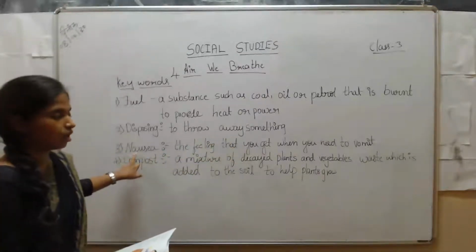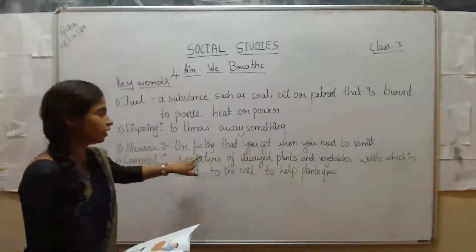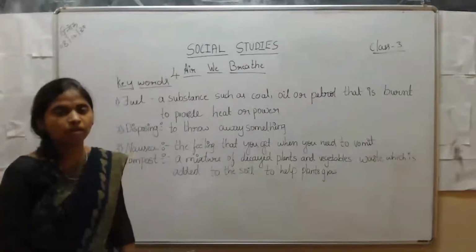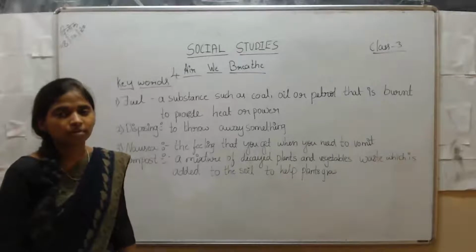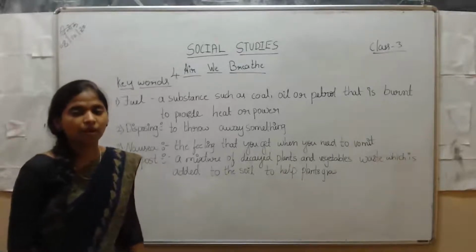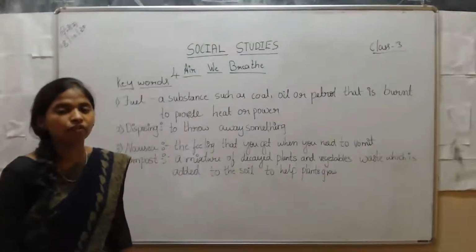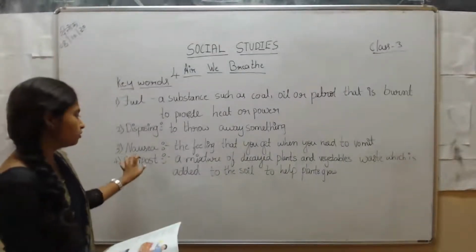Then the third one, nausea. The feeling that you get when you need to vomit. Sometimes you tell in the class, ma'am, I am feeling like vomiting. That feeling gives us the alertness of vomiting. So that feeling is called nausea.